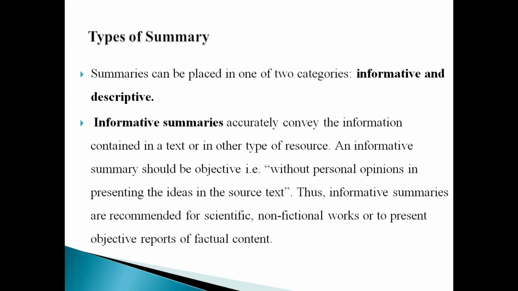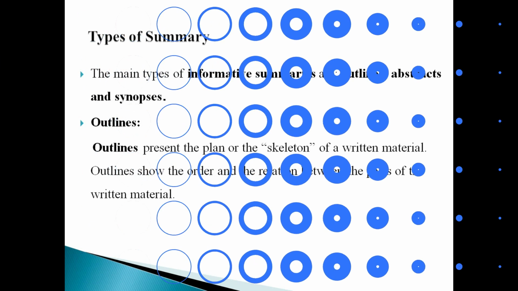Now we will see the types of summary. Summaries can be placed in one of two categories. The first one is informative, and the second one is the descriptive summary. Informative summaries accurately convey the information contained in a text or in another type of resource. An informative summary should be objective, that is, without personal opinions in presenting the ideas in the source text. Thus, informative summaries are recommended for scientific, non-fictional works or to present objective reports of factual contents.